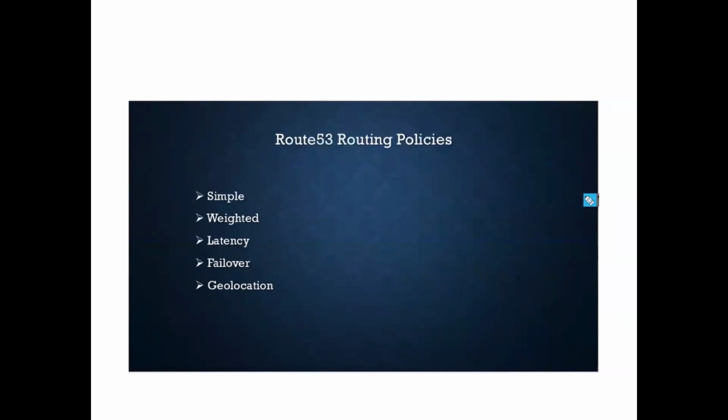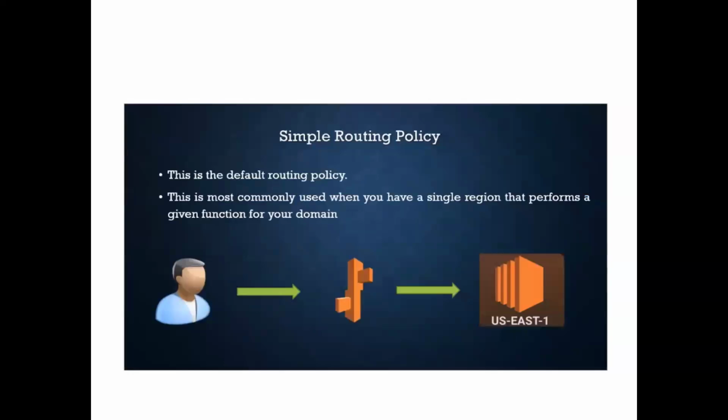We have many routing policies here in Route 53. When we start the practicals, we'll see them. But before going ahead, let's understand the theory part, like what are the different routing policies we have: simple, weighted, latency, failover, geolocation. Let's understand the simple routing policy. Simple routing policy is nothing but attaching the domain name to the IP address. This is the default routing policy.